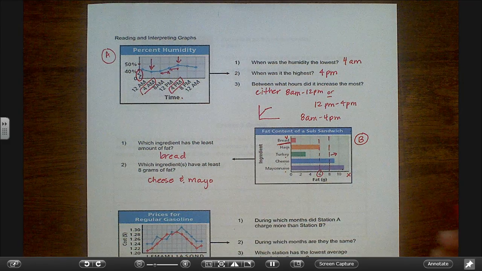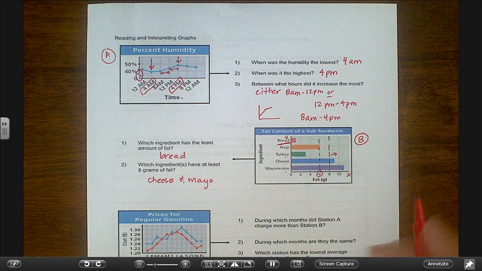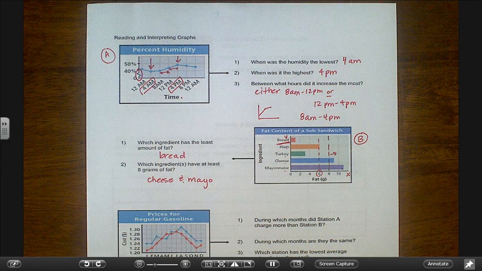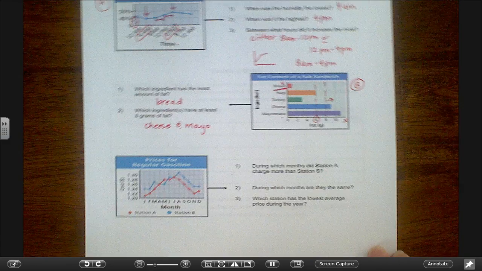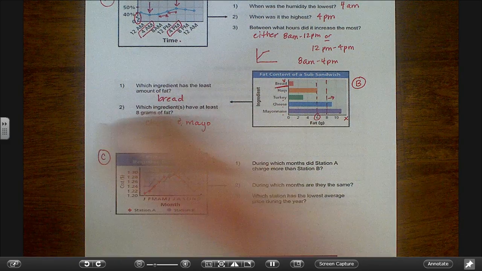I don't know how many of you like mayonnaise. I personally, if you wanted to torture me, you would make me eat mayonnaise for the rest of my life because gross. But anyway, I know a lot of people like it. I don't know why I hate it so much. I just do.